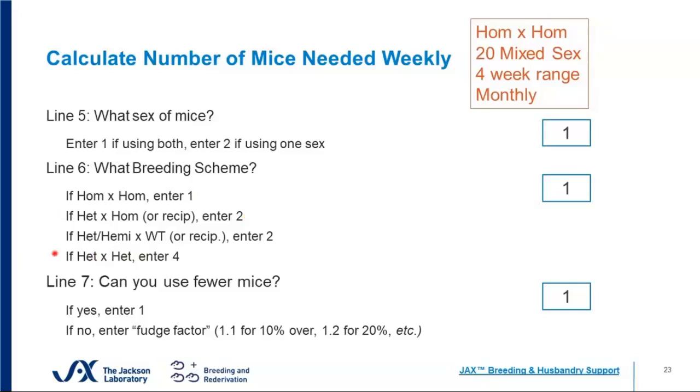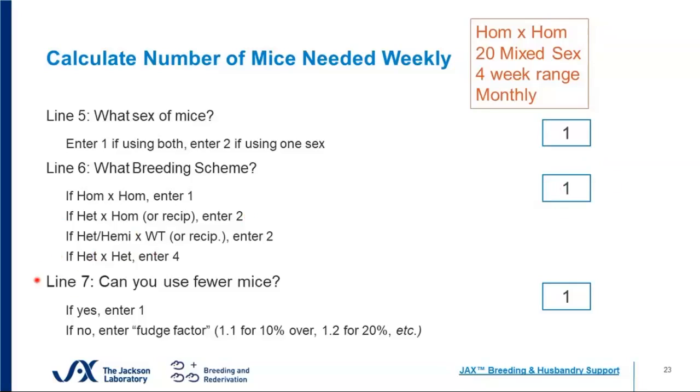If the breeding performance does not match expected Mendelian ratio, so let's say you're breeding het by het and you only get 20% homozygotes, that's 1 out of 5, you put in a 5. Because honestly, what we need here is we're just factoring in the additional size. So if we only produce 1 out of 4 mice that are useful, we need 4 times as many mice. And that's what we're doing here.